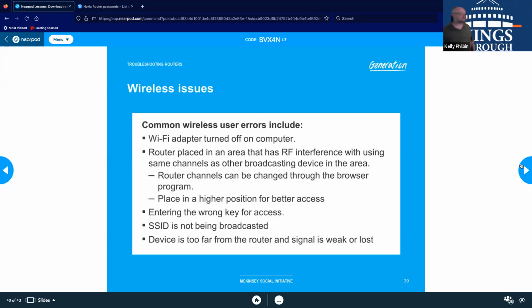Entering the wrong SSID or password may interfere. If the SSID is not being broadcast, if you're trying to log into it the first time, you may not see it, and that can be a problem. And then finally, your device may be too far from the antenna and needs to move closer. That's the vast majority, like 90% of your wireless issues fall right into these camps.